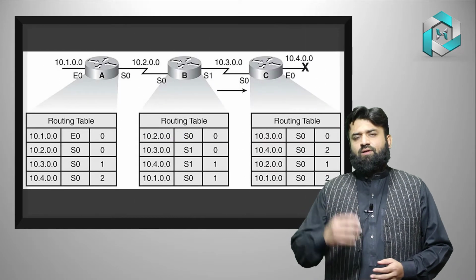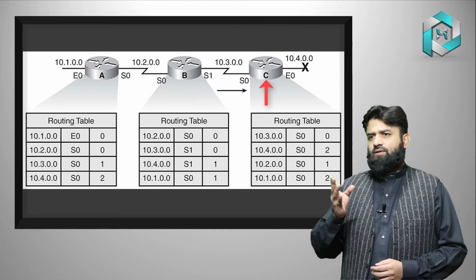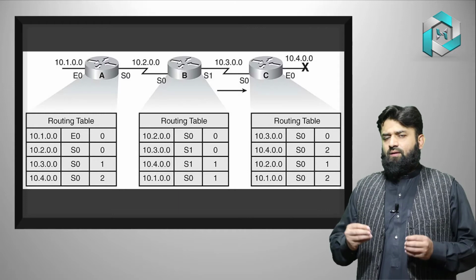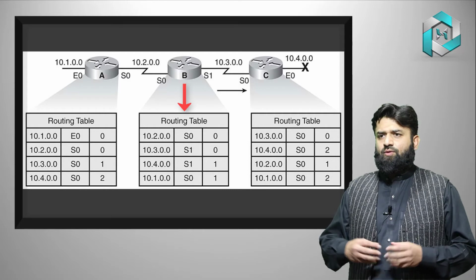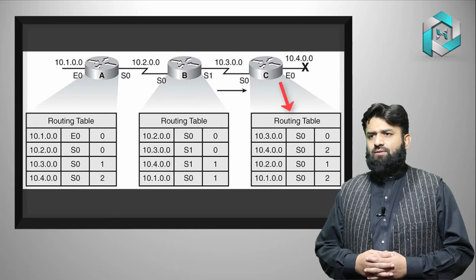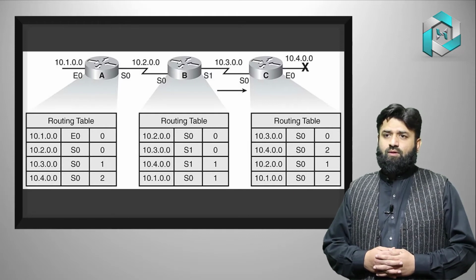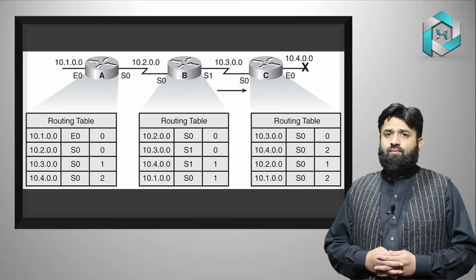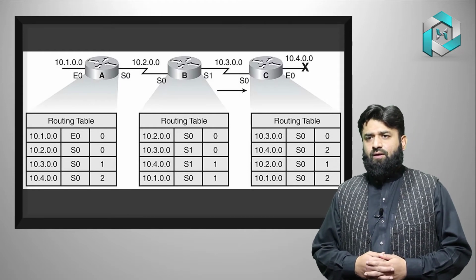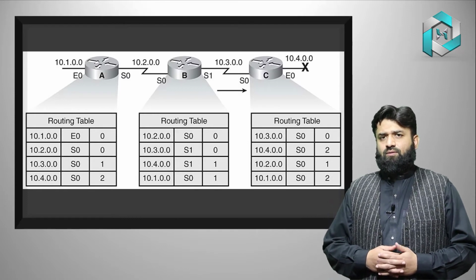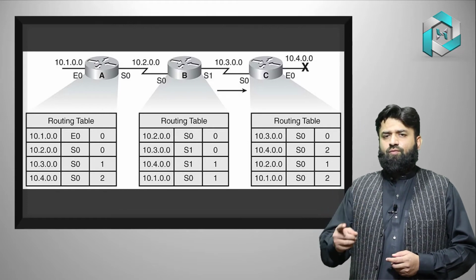As you can see here, we have three different routers: router A, router B and router C. Router A will have a routing table, router B will have a routing table, and router C will have a routing table. So what is a routing table? A routing table is actually a matrix or a table that will contain desired or selected routes through which a router will forward packets.